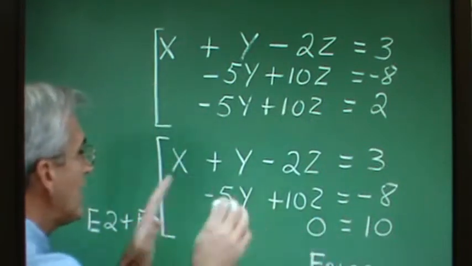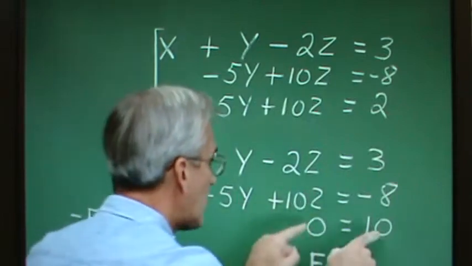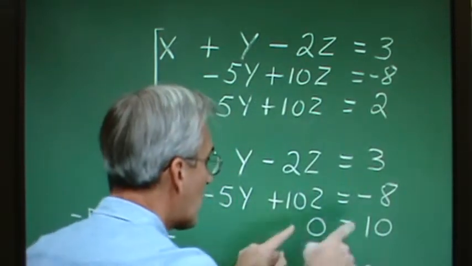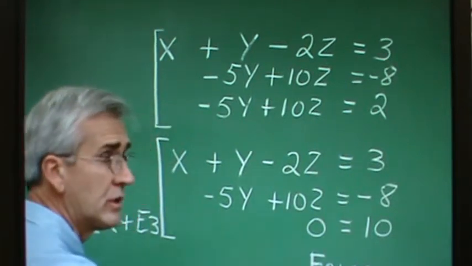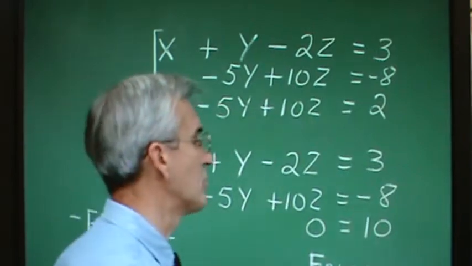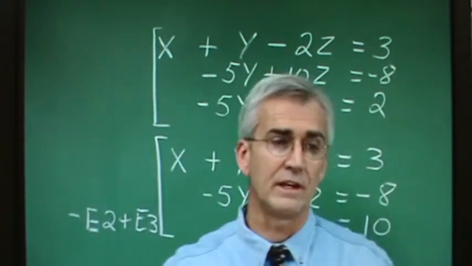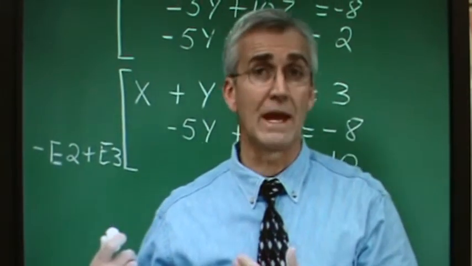And then we notice that our variables have all disappeared from the left side, and our resulting equation is 0 equals 10, a false statement, and therefore there is no solution to this system of equations. You see, we're getting into the special cases where we have either multiple solutions or we have no solution at all. And this system has no solution.